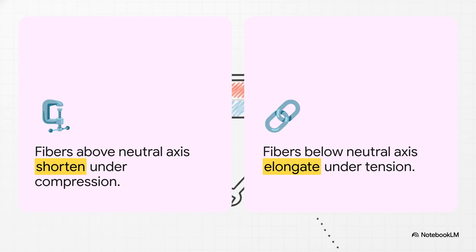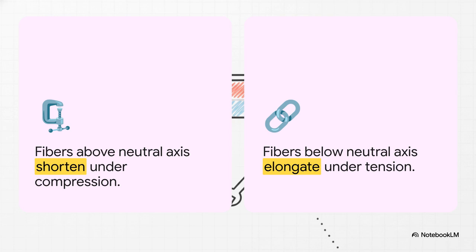Above the middle of the beam, the material is thrown into compression. The fibers up there are literally being shortened. They're getting violently squished together. But below the middle, the exact opposite is happening. Those fibers are thrown into tension. They're elongating, stretching out, and pulling apart as the curve widens at the bottom.